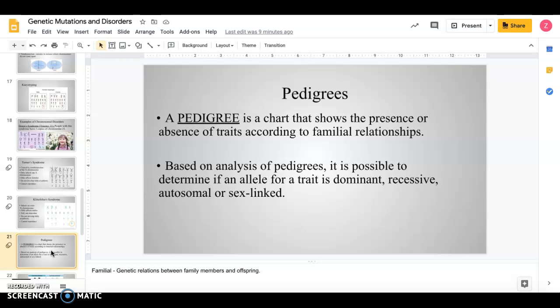Now we're going to move on to pedigrees. What is a pedigree? A pedigree is simply a chart that shows the presence or absence of traits according to a familial relationship. A familial relationship is just the genetic relations between family members and offspring. Based on the analysis of pedigrees, it's possible to determine if an allele for a trait is dominant, recessive, autosomal, or sex-linked.